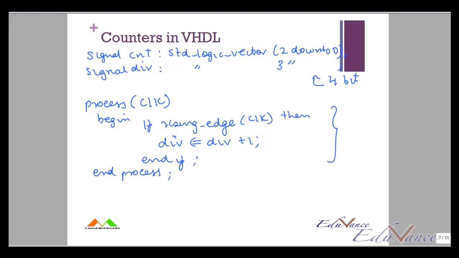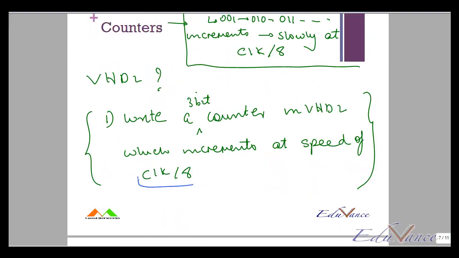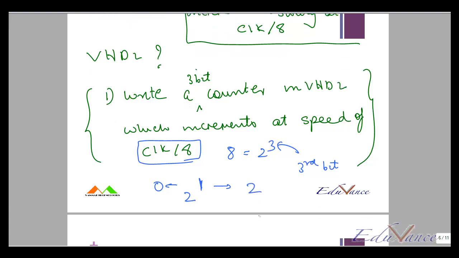Now I'm going to use it in another process. What was my problem statement? That I should have clock divide by 8. 8 is equal to 2 raised to 3. So I will use my third bit. If I start from the 0th bit, then I'm dividing by 2 raised to 1, and hence I'm dividing by 2. So for my division by 8, I will need the third bit.